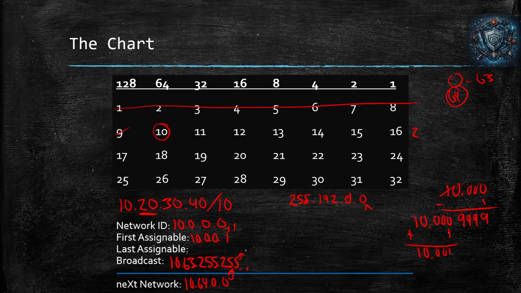So to get our last assignable, we're going to subtract 1 again, which makes this 10.63.255.254. And that is how you subnet using the chart. So on to the next.